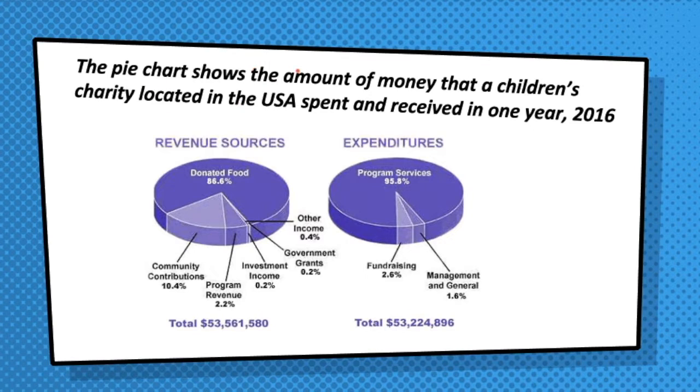This is a pie chart that shows the amount of money that a children's church charity located in the USA spent and received in 1 year, 2016. We have already looked at the pie charts. These are revenue sources, this is expenditure. Now let's see how we can write the model answer for this pie chart.